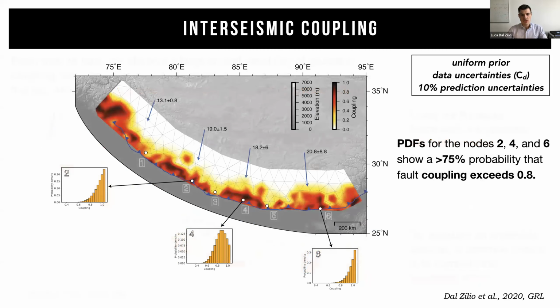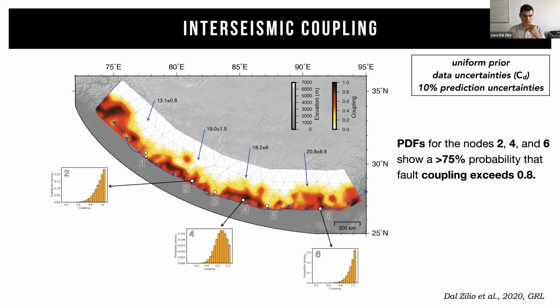The interesting part about using this Bayesian framework is that we can specifically look at each point on the fault and look at the probability density distribution. So here you can see an example of the same map distribution. Here you can see the color map, which shows the coupling between 0 and 1.